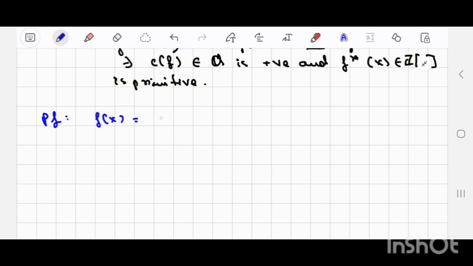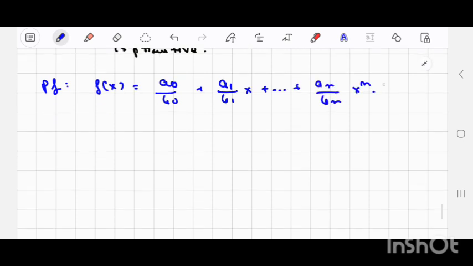So suppose I write f of x as a0 by b0 plus a1 by b1 x, so on and so forth till an by bn x to the power n. So this is a polynomial from Q[x]. Is it clear? Let b be b0 till bn, that is the product of all these denominators.